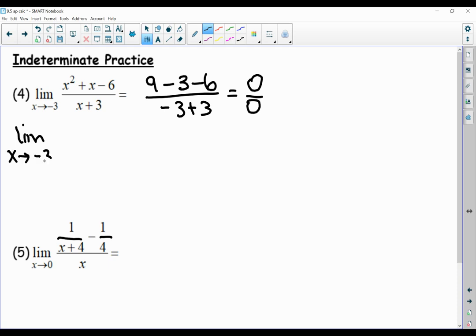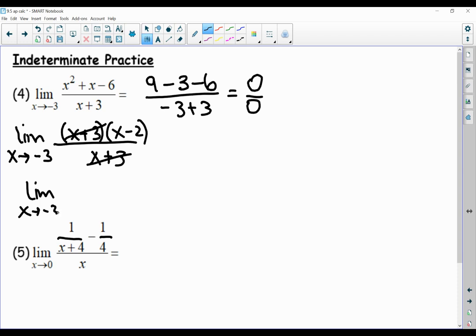Factoring is my go-to. So if I factor that expression, notice that as I'm factoring, I rewrote the expression and brought my limit command down, okay? Because I haven't actually found the limit yet, that command needs to stay in my notation until I actually plug it in. So I can see here that when I factor it, I get a common factor of x plus 3. So I'm going to simplify the expression. And now the expression that I have left is x minus 2.